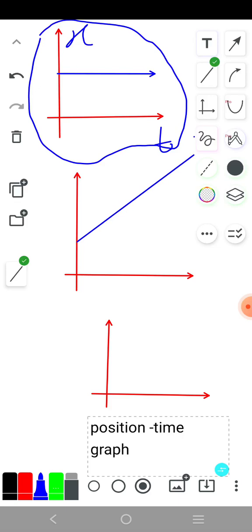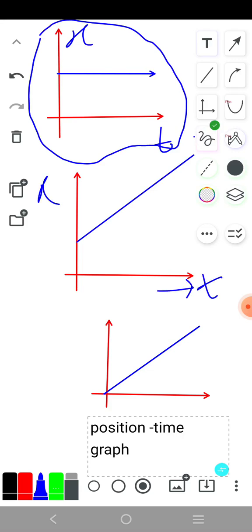Now you might be asking, sir, what if the object starts from the origin, meaning 0? Yes, it can be also. Now here I'm explaining what I have done. See, here it is time and it is position. Let me draw. It's time and it is position. Now, what kind of graph am I drawing? Uniform motion.